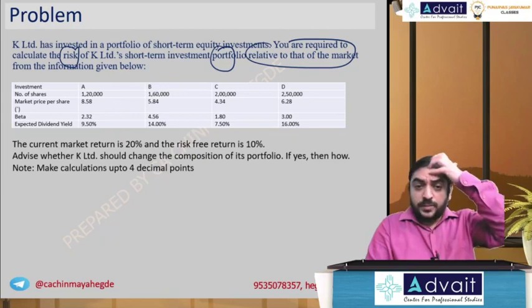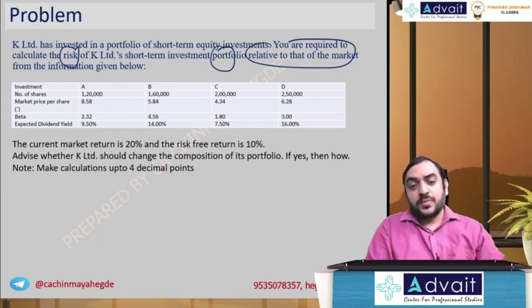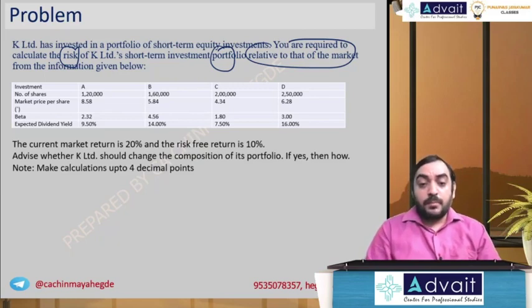Current market return is 20%, risk-free rate is 10%, and the market risk premium is given. Advise whether K Limited should change the composition of the portfolio. If yes, then show how. Make the calculation up to 4 decimal points.